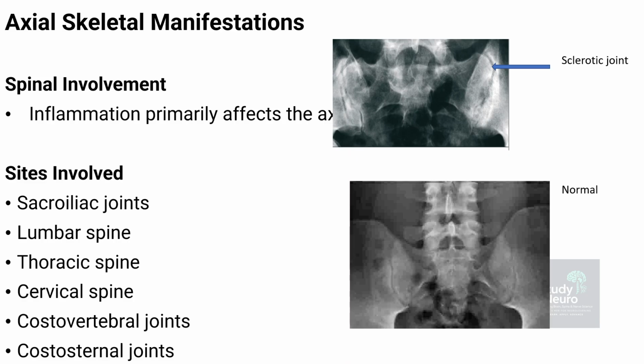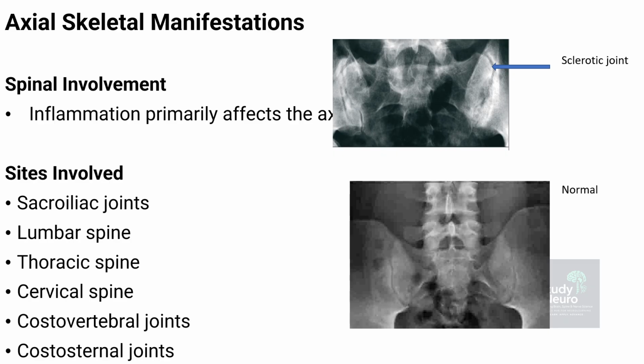Inflammation in ankylosing spondylitis mainly affects the axial skeleton, beginning most often at the sacroiliac joints before extending into the lumbar, thoracic, and cervical spine, while the joints connecting the ribs to the spine and the breastbone may also become involved. The spine is the primary target.